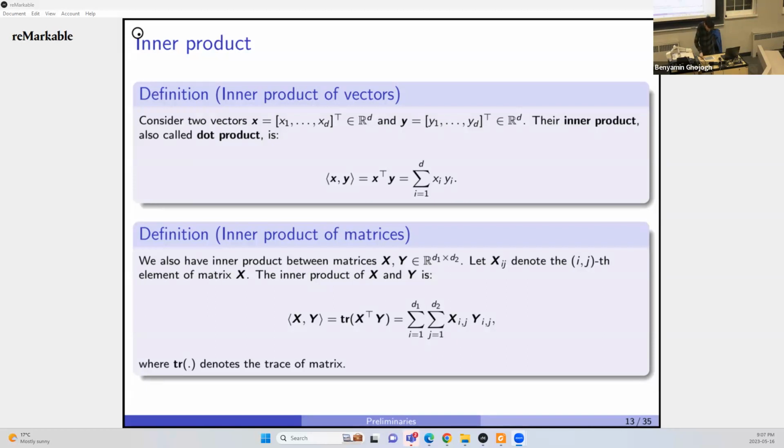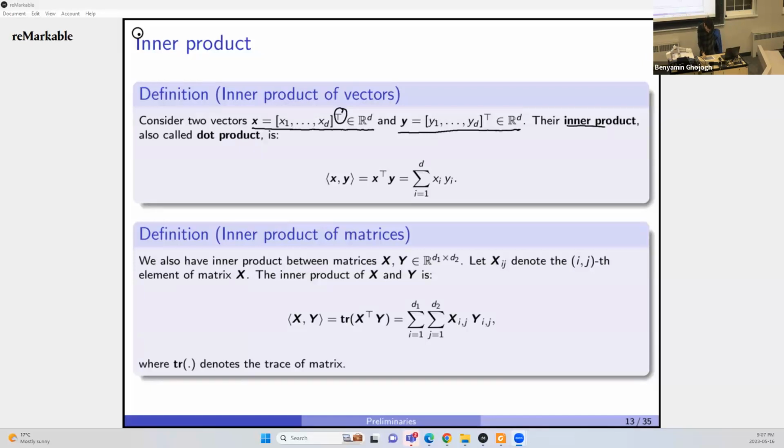So consider two vectors, x from x1 to xd. Why do I say this is transpose? Why do I have transpose here? Because I want it to be a column vector. By default, my vectors are column vectors. And y is also d-dimensional, y1 to yd.